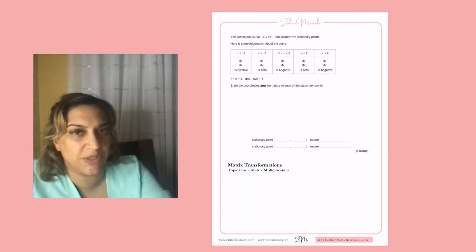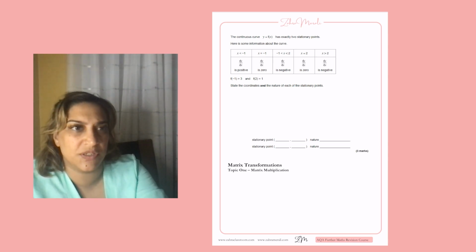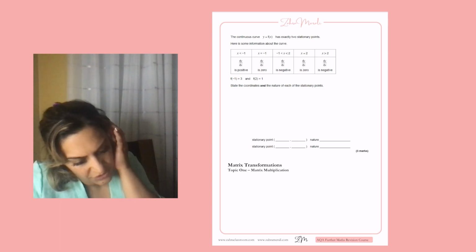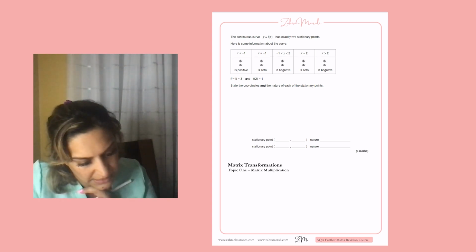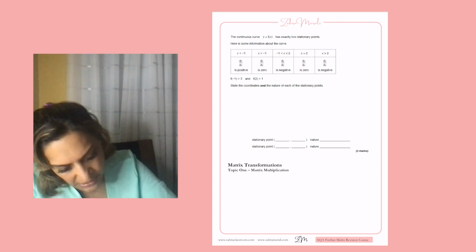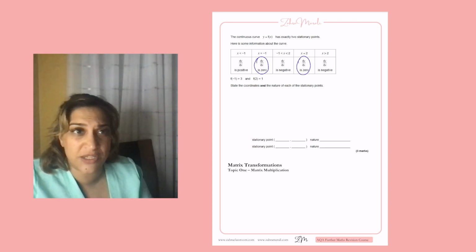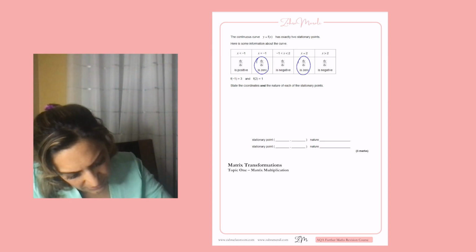So, I've got one more question here for this section. We've got the continuous curve y equals f(x) has 2 stationary points, and it tells us a little bit about them. Now we want to know where the stationary points are. We know that happens when dy/dx is 0. So straight away we can hopefully see it's when x equals minus 1 and when x equals 2.